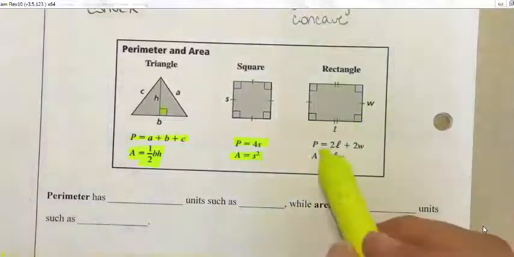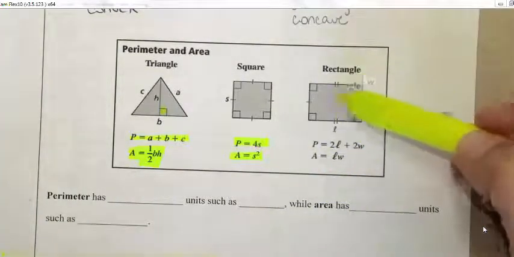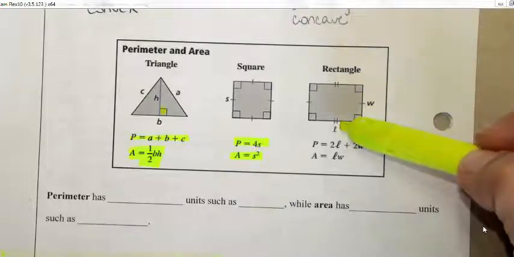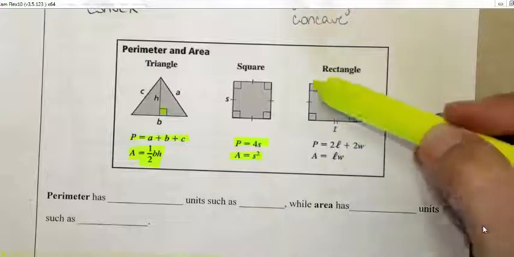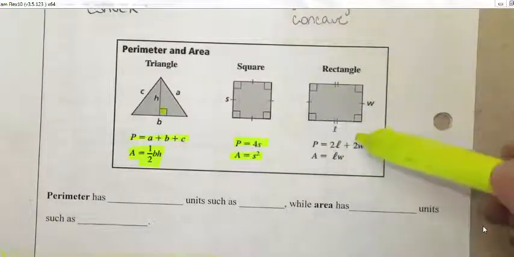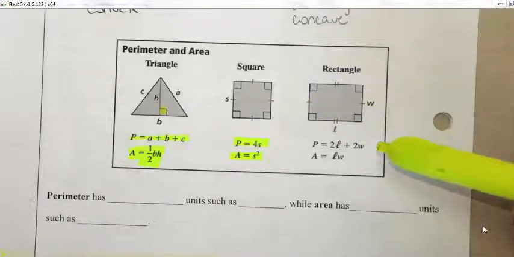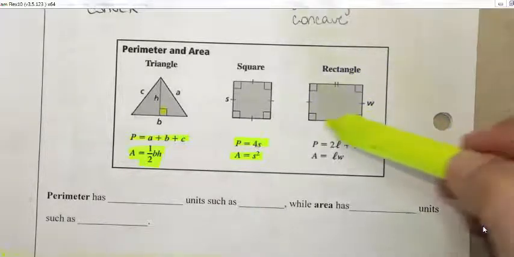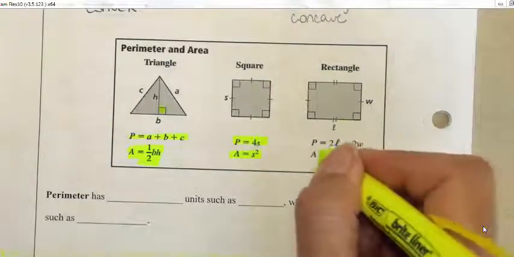Rectangle, perimeter. So again, you can just add up all the sides, but opposite sides are going to be congruent. So you can basically do 2 times the length, which those are the same, and 2 times the width because those are the same. Or you can just say length plus width plus length plus width. It's exactly the same. And area is length times width, or base times height. Just make sure that they're perpendicular to each other.